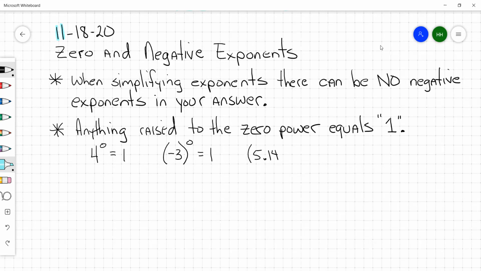5.14 raised to the 0 power, and that's equal to 1 as well. A variable, x, raised to the 0 power, it equals 1. Anything to the 0 power is equal to 1.